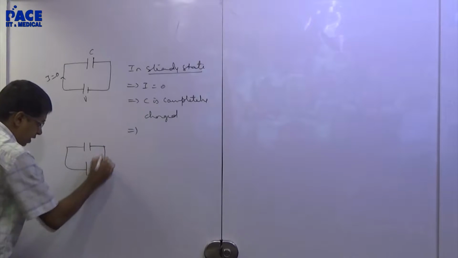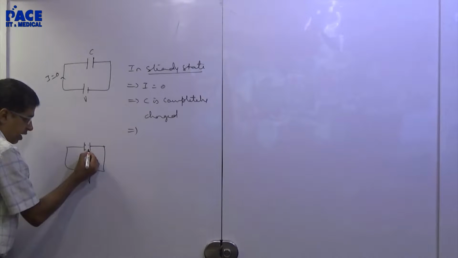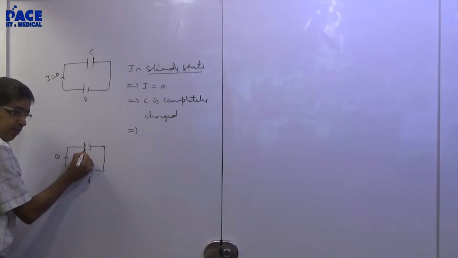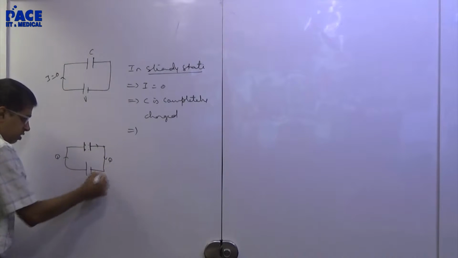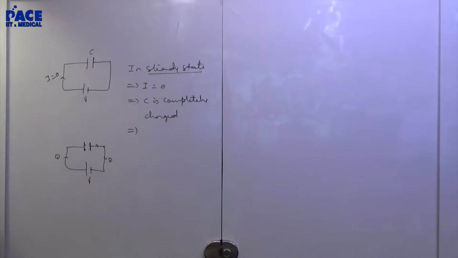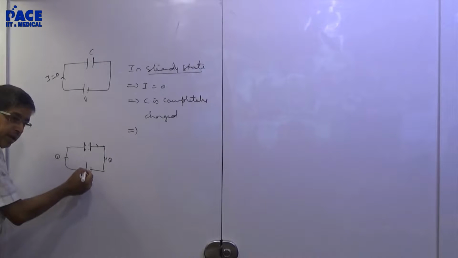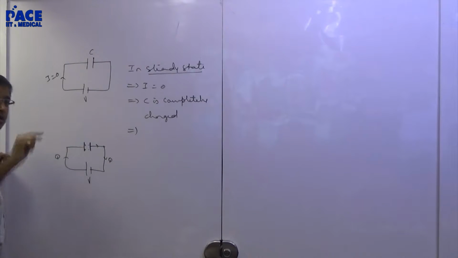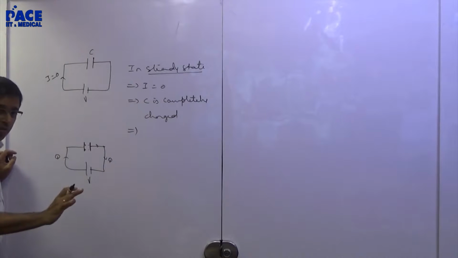I keep a battery connected here. There is positive charge depositing here. By induction there will be negative charge. There was Q depositing on this plate, by induction there will be negative charge, and then positive charge is pushed into the circuit. So when the capacitor is being charged, there was current flowing. Tomorrow when the capacitor is being discharged, also current will be flowing.